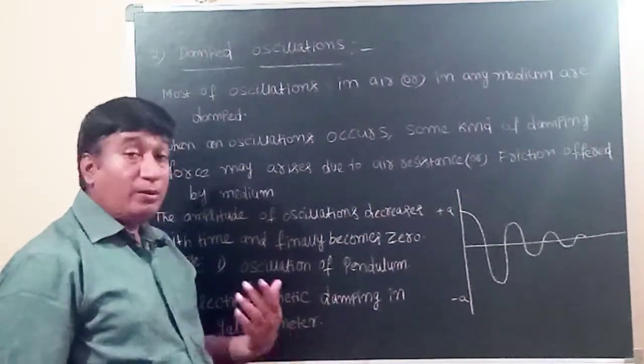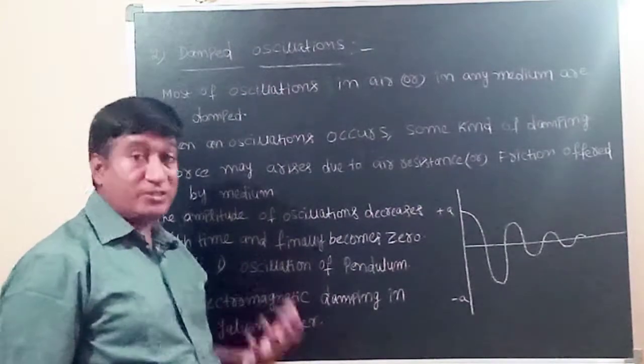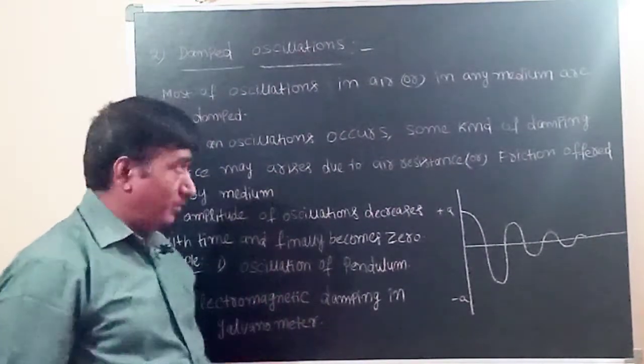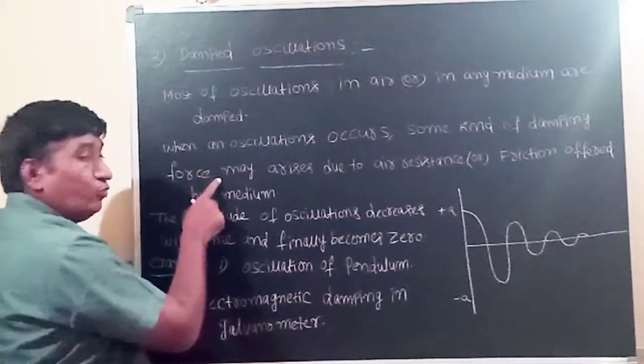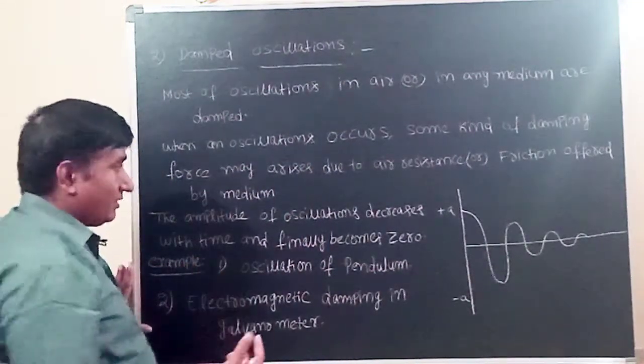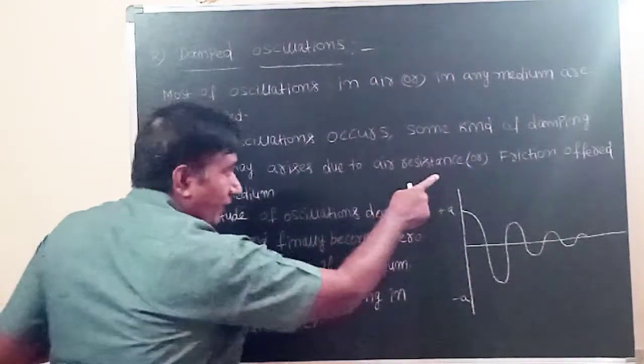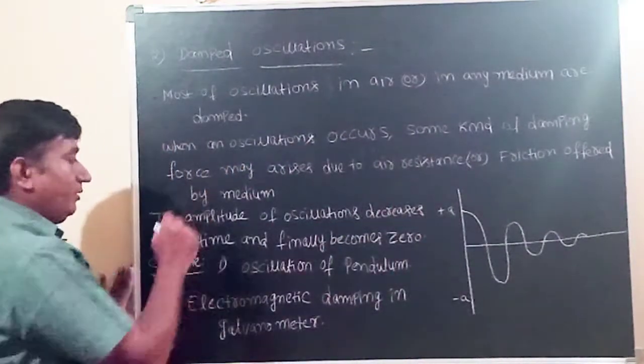Why is this happening? Because of resistance or friction in the medium. When an oscillation occurs, a damping force acts, which arises due to air resistance or friction offered by the medium.